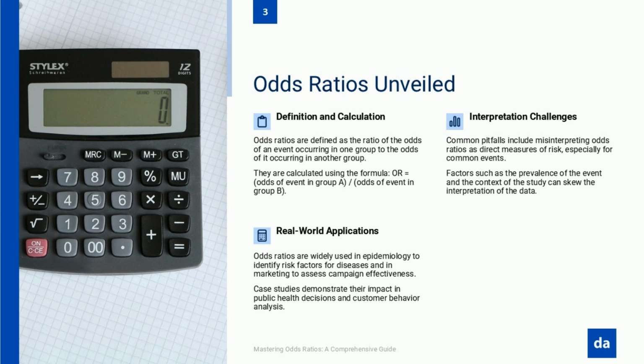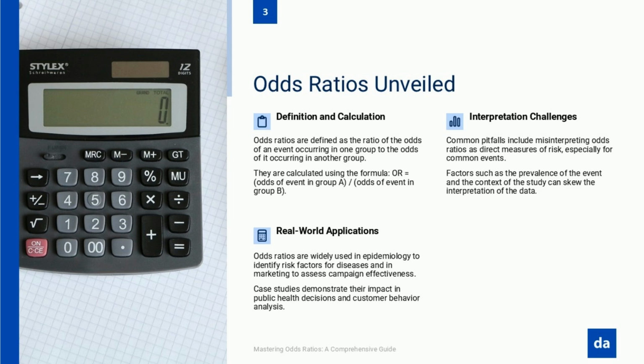Odds ratios have a rich history in statistical analysis, tracing back to their initial applications in epidemiology and clinical research. They quickly became a standard measure for assessing the strength of associations between risk factors and health outcomes. Today, their use has expanded far beyond medicine, finding applications in fields as diverse as marketing, social sciences, and machine learning.